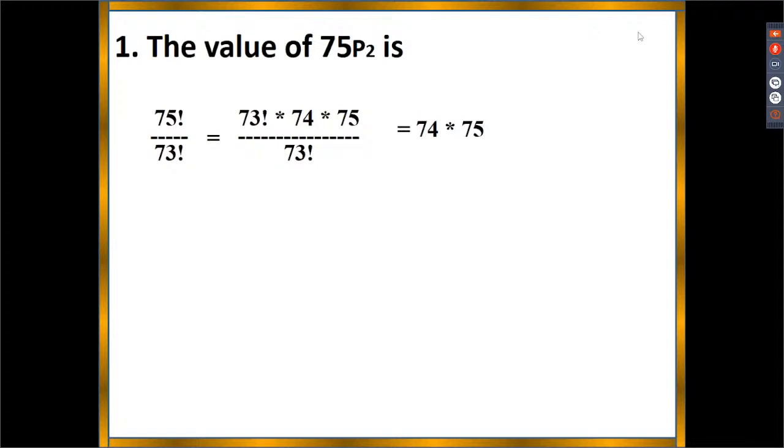There are multiple ways to approach one particular problem. 74 can be written as 75 minus 1. So (75 minus 1) into 75 means 75 squared minus 75. What is the answer? 5550. Clear? Next one.